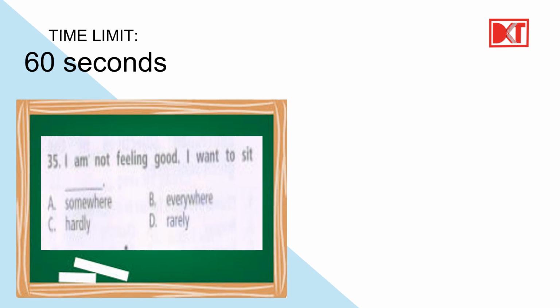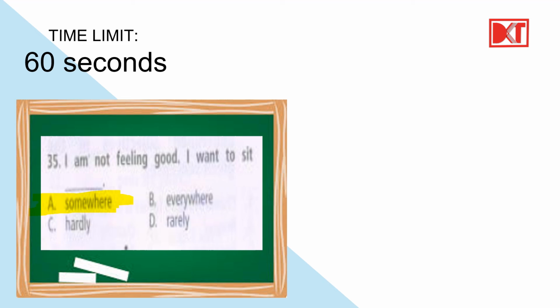The question says, I am not feeling good. I want to sit dash. The options are A, somewhere, B, everywhere, C, hardly, or D, rarely. Now here, the answer is A, somewhere. I'm not feeling good. I want to sit somewhere.